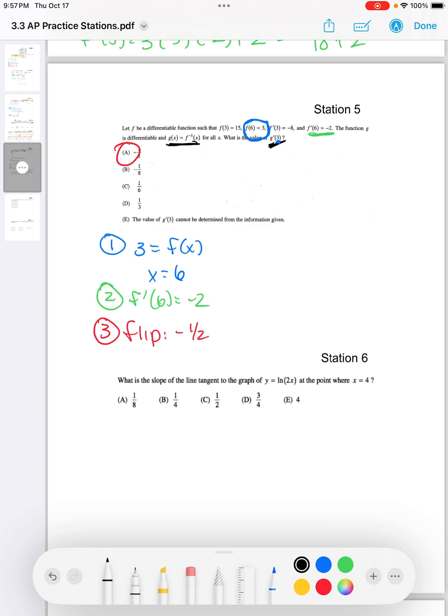All right, station 6, we want to find the slope of the tangent line to this function at the point x equals 4. So a little review, taking the derivative of natural log with a function on the inside with that chain rule is going to be u prime over u. u prime, the derivative of the inside, is 2 over the original, which is going to be 2x. Simplify, cross off the 2's, it's going to be 1 over x. And we're just going to go ahead and fill in the 4 to get an answer of 1/4. Answer's B.